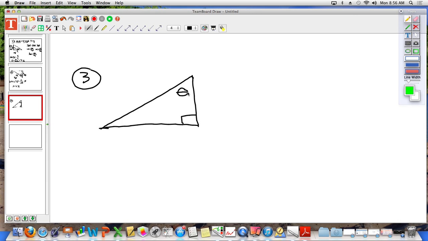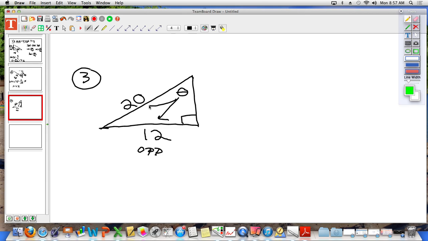Find theta, and I'm going to give you this side is 12, and this side is 20. By the way, 20 is the hypotenuse. You guys remember that the hypotenuse is always the longest side of a triangle. So if this is theta, what is 12 in relationship to theta? Opposite.